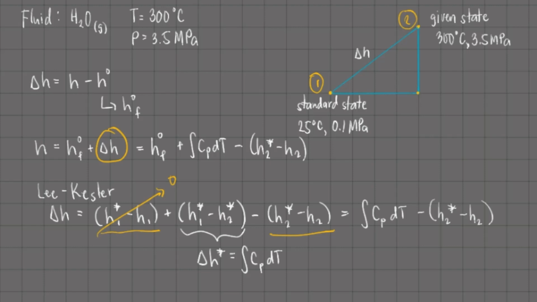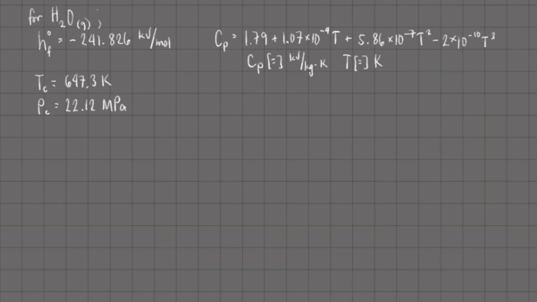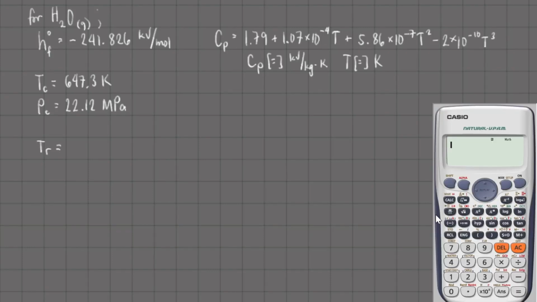Let us start by determining the value of our last term, the enthalpy departure of our given state. I have listed here the standard enthalpy of formation of water as well as the temperature function of the ideal gas heat capacity for steam. Also, we have here the critical temperature and critical pressure for water. Let us first solve for the reduced temperature and the reduced pressure. The reduced temperature is equal to the actual temperature, 300 degrees Celsius plus 273.15 to convert it to Kelvin, divided by the critical temperature, 647.3 Kelvin. Our reduced temperature is 0.9.